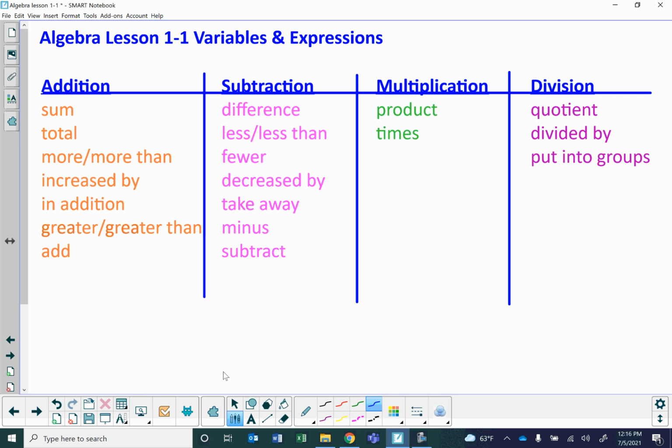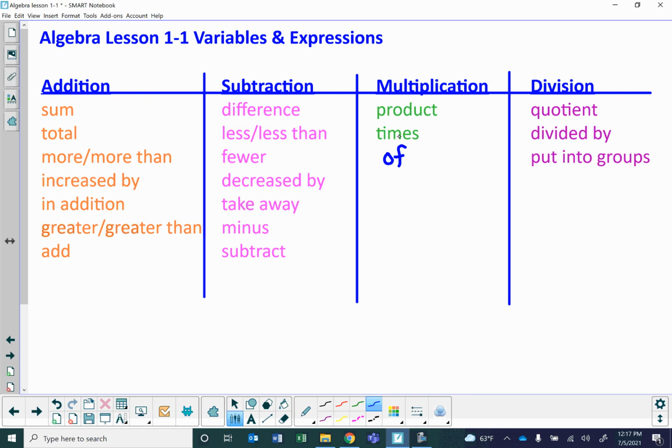Minus and subtract. There are more words for addition and subtraction than there are for multiplication and division. However, there are some things that imply multiplication and division that you wouldn't think always do. So you have to read the entire phrase in context. For multiplication, we have product, or sometimes times, and sometimes we have the word of. Of is sometimes used as meaning multiplication. It's not used all of the time. It's also a preposition in English, so it can be a little confusing. In division, we have quotient, divided by, break into equal groups, or put into equal groups.